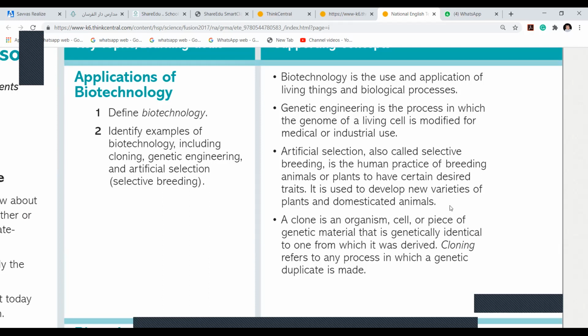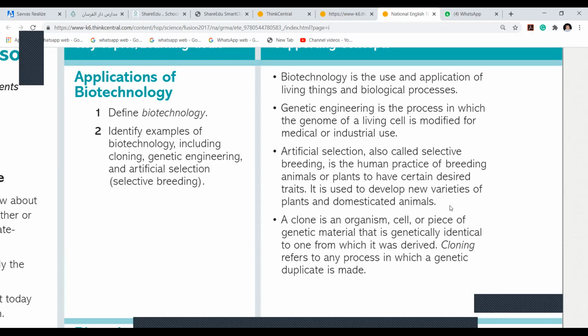So, what is genetic engineering? Genetic engineering is the process in which the genome of a living cell is modified for medical or industrial use. Imagine I take a gene from a body and take it to the lab to investigate. Maybe I am a scientist, or I am using it in the industry. I am testing it. That is called genetic engineering.